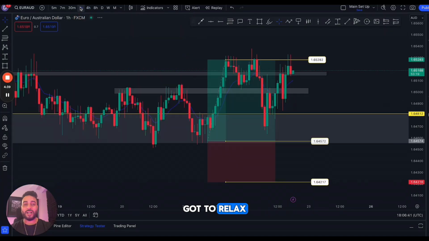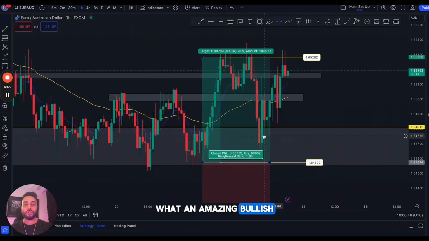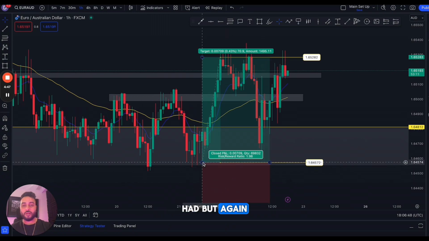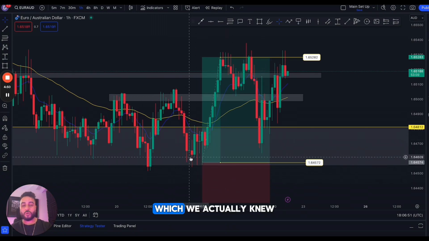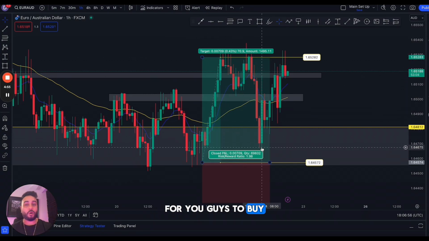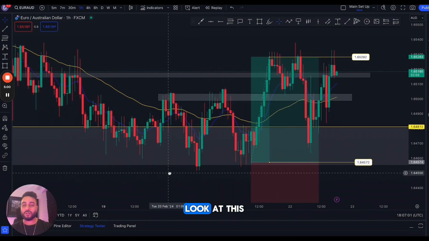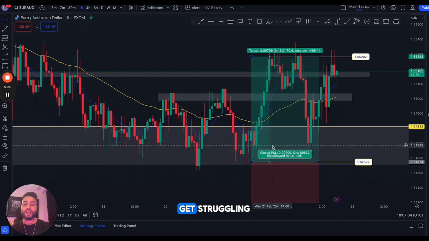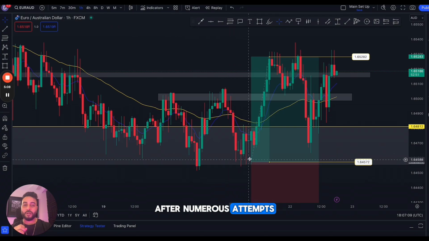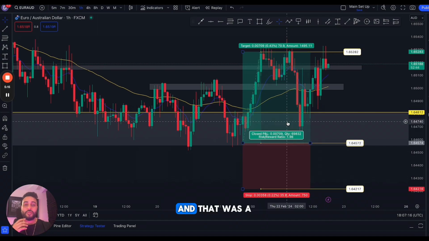On an hourly time frame it looks even clearer. Oh my God, what an amazing bullish engulfing candlestick we had. We got in over here, which we knew if it pulls back down, it's okay. And here's a second point for you guys to buy, but this was our original entry where we saw a doji candlestick, we saw indecision. Look at this, how much price action you can get struggling to break below the zone. After numerous attempts, this was the point of our entry, because we saw the other two currency pairs reacting how we want them to react, and that was our entry point.